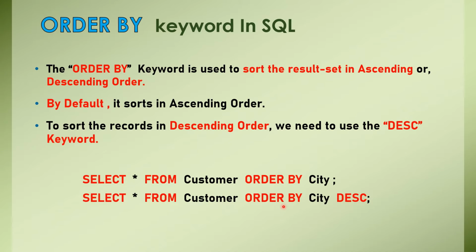Now if you wish to sort the customer table in descending order, then you just need to add the DESC keyword, right? So you need to understand this, by default it sorts in ascending order, but if you wish to sort in descending order, you just need to add this keyword at the end, then only it will work. Okay, so I hope you got this. Now let us see some examples in each case, then only you will understand it more clearly. Okay, so let's move on.